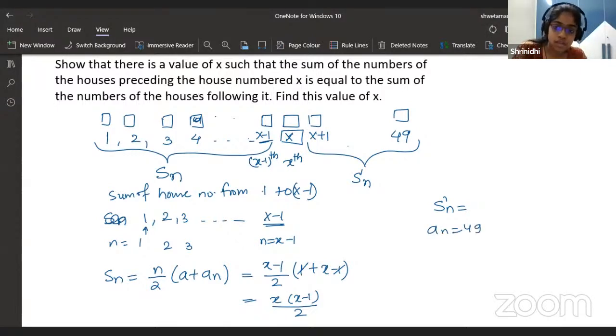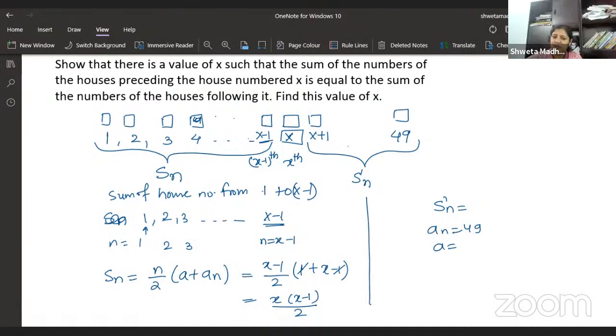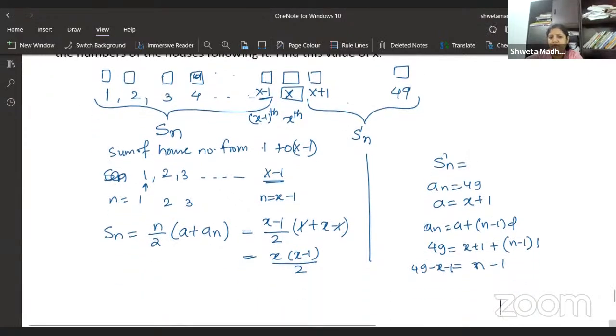The nth term is 49. For this second part, a is x plus 1. We have to calculate the n value. The nth term an is equal to a plus n minus 1 into d. So 49 is equal to x plus 1 plus n minus 1 into 1. So 49 minus x minus 1 is equal to n minus 1. So 49 minus x plus 1 is equal to n. The 1 gets cancelled. 49 minus x is equal to n. Clear?